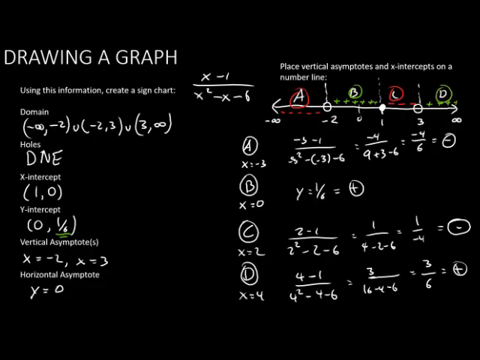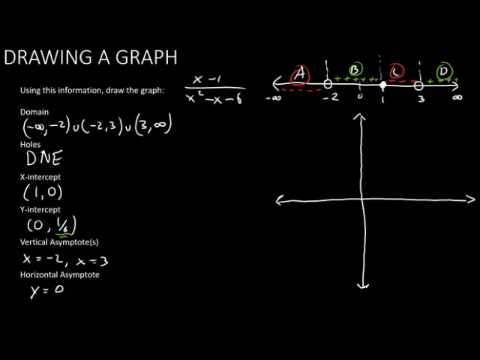Now we can draw our rational equation's graph based on this sign chart. With our coordinate axes, we'll begin by drawing the asymptotes first. We'll draw the horizontal asymptote at y equals 0, which is on top of the x-axis. We'll put an orange line there. We'll also draw in our vertical asymptotes at x equals -2 and x equals 3. These will be up and down lines.